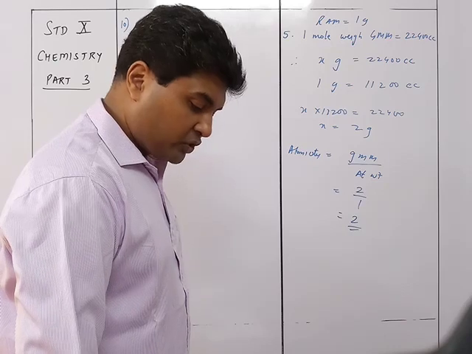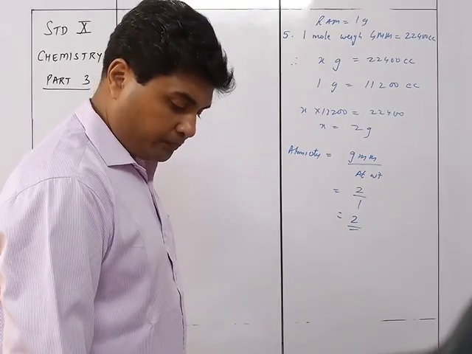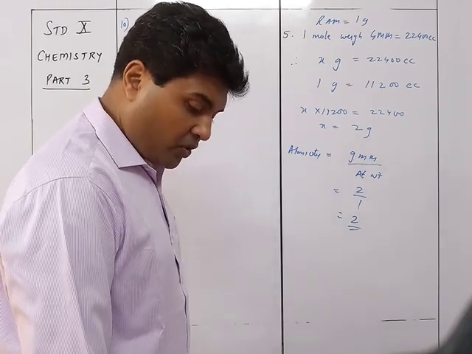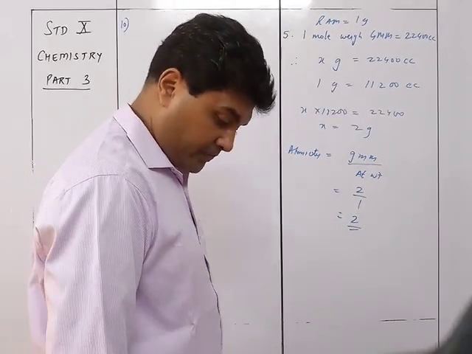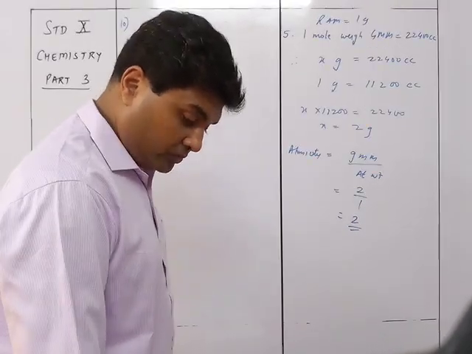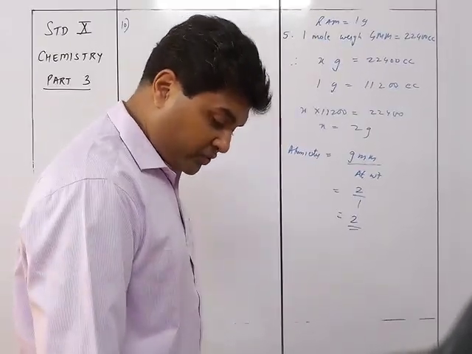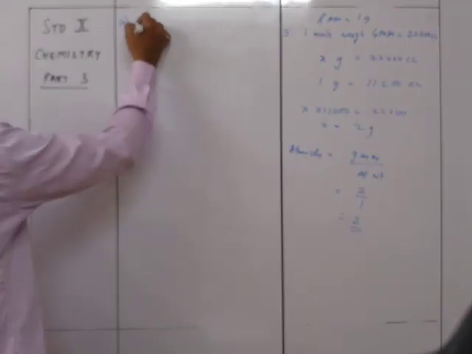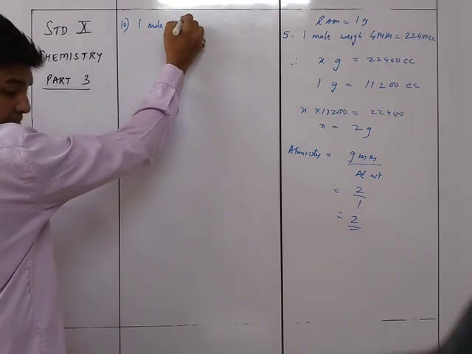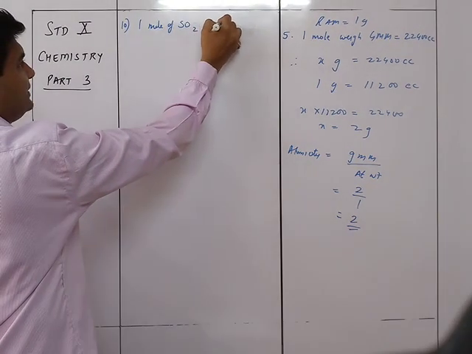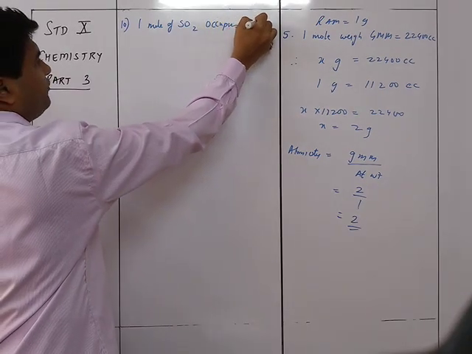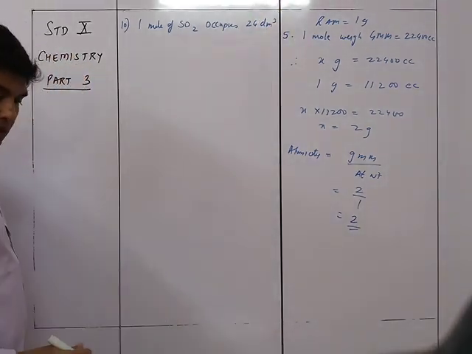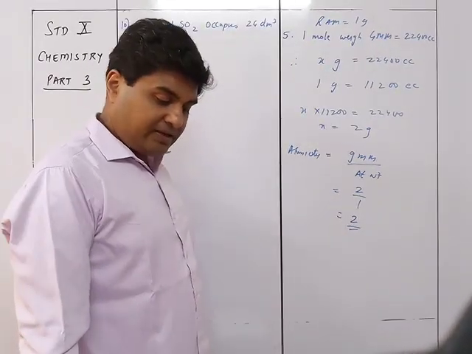One mole of SO2 occupies 24 dm cube at room temperature and pressure. Calculate the following at room temperature and pressure: the mass of 6 liters of SO2, the volume of 80 grams of SO2. Okay, there are many things, so let's go one by one. So we have over here 1 mole of SO2 occupies 24 dm cube at room temperature, that is not STP. At STP it would be different.